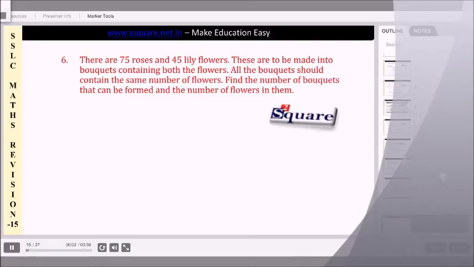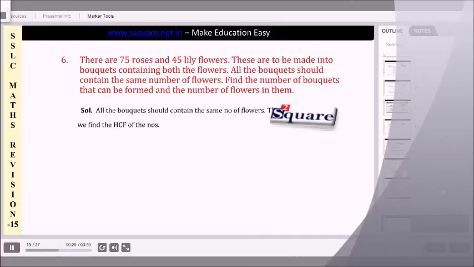Sixth problem. There are 75 roses and 45 lily flowers. They are to be made into buckets containing both the flowers. All the buckets should contain the same number of flowers. Find the number of buckets that can be formed and the number of flowers in them. Solution. All buckets should contain the same flowers, so we need to find out the HCF of the numbers. HCF of 75 and 45.